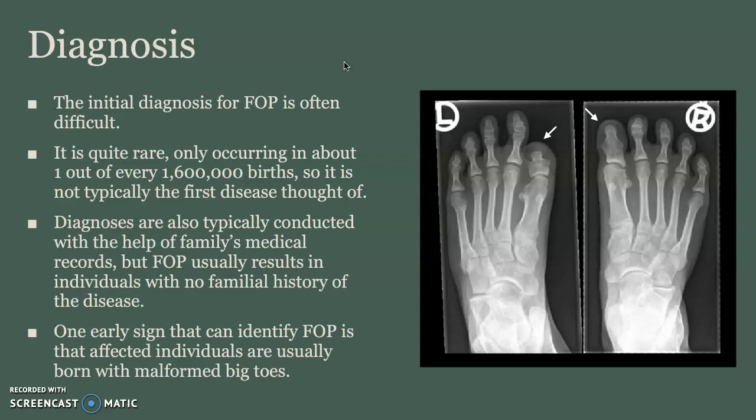And one early sign that can identify FOP is that affected individuals are usually born with malformed big toes. And on the right in the image here, you can see an x-ray of a patient who actually has FOP, and you can see the misshapen big toe on their left foot.